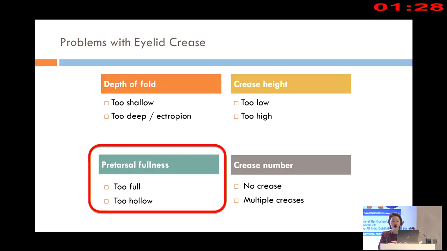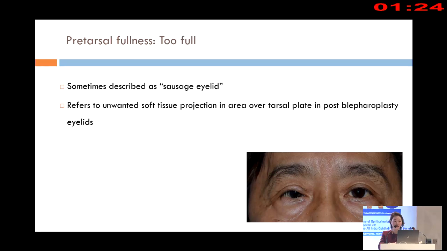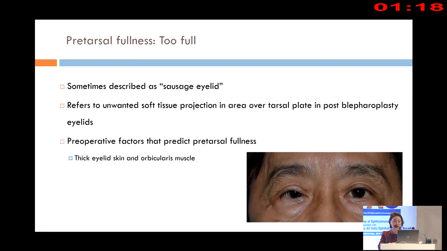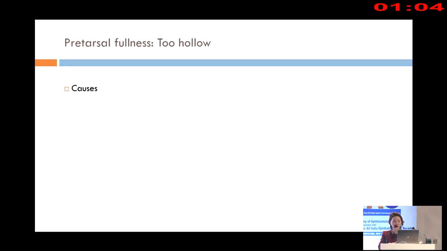Moving on to pretarsal fullness, if it's too full, sometimes described as a sausage eyelid. Patients are actually referring to the unwanted soft tissue projection over the tarsal plate in post-blepharoplasty eyelids. Pre-op factors that can predict this would be if they have thick eyelid skin and orbicularis muscle. Management will be revision blepharoplasty. You want to debulk the excess pretarsal tissue. You want to lower the crease, because when you reduce the height, you also reduce the volume.